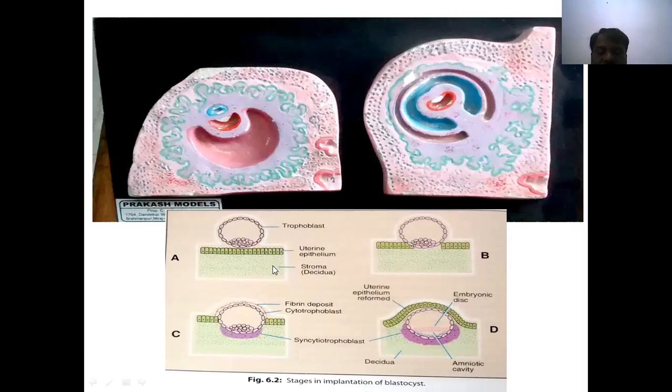Deciduum means that when the embryo is implanted and attaches to the upper epithelium, the upper cranial part of the uterus, changes occur, and that is known as the deciduum. Where the inner cell mass is attached for implantation, that is called the deciduum basalis. See here the epithelium. After the zona pellucida disappears, the inner cell mass erodes inside and attaches to the stromal layer, which is the endometrium of the uterus.